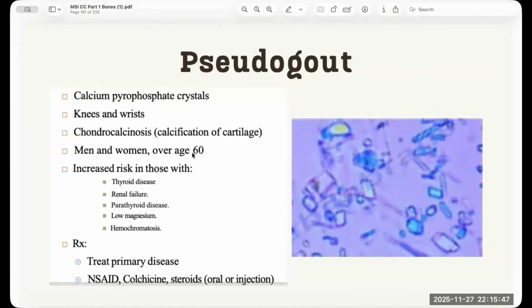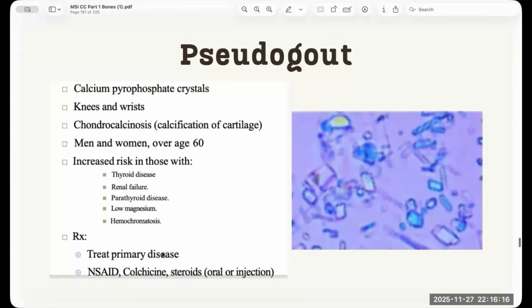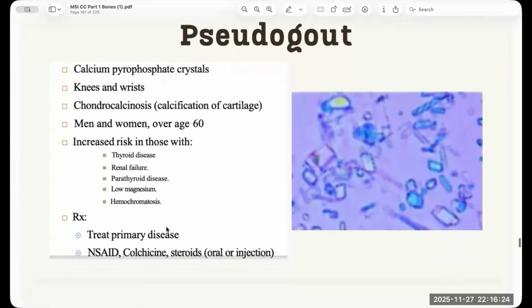It's in the knees and wrists, in opposite to gout, which is in the toes, and it shows chondrocalcinosis, which is calcification of the cartilage, and it's in men and women over age 60, increased risk in those with diabetes, renal failure, parathyroidism, low magnesium, hemochromatosis again. The treatment is you treat the primary disease. So if it was any of these mentioned above, and you give NSAIDs, colchicine again, and steroids.